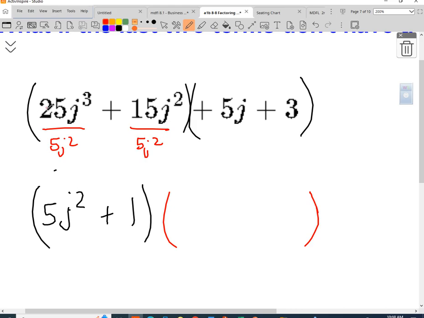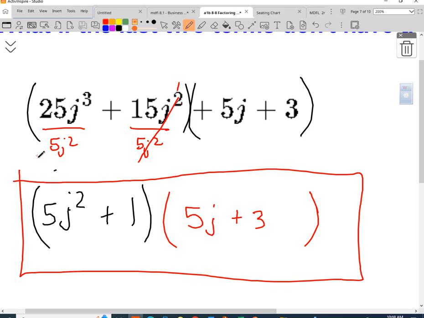What's 25 divided by 5? What's j cubed divided by j squared? Yeah. What's 15 divided by 5? Remember those positives, so plus 3. And that will be times j squared divided by j squared. But what's j squared divided by j squared? 1. So guess what? That's your answer. If you multiply this times this, you get this.